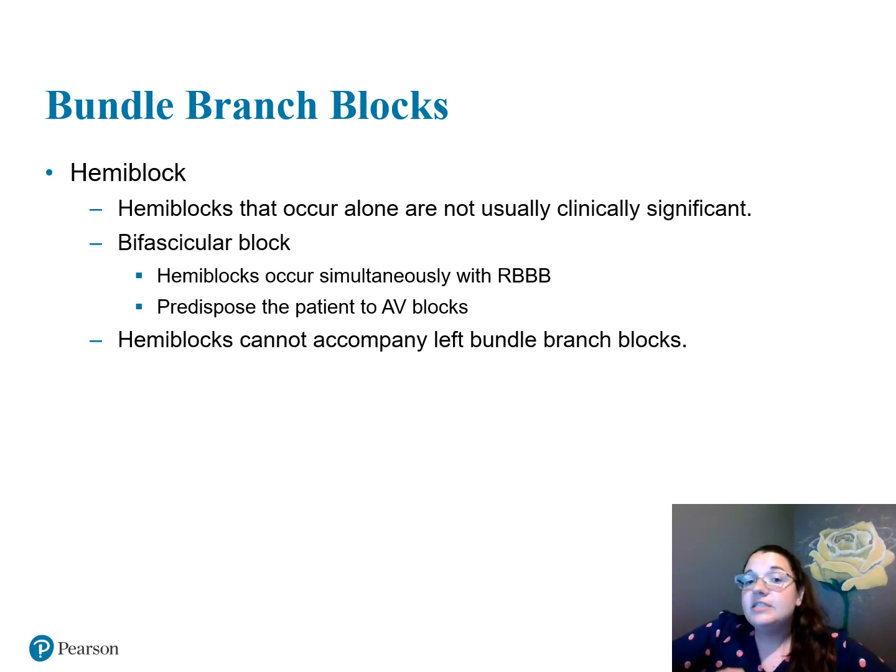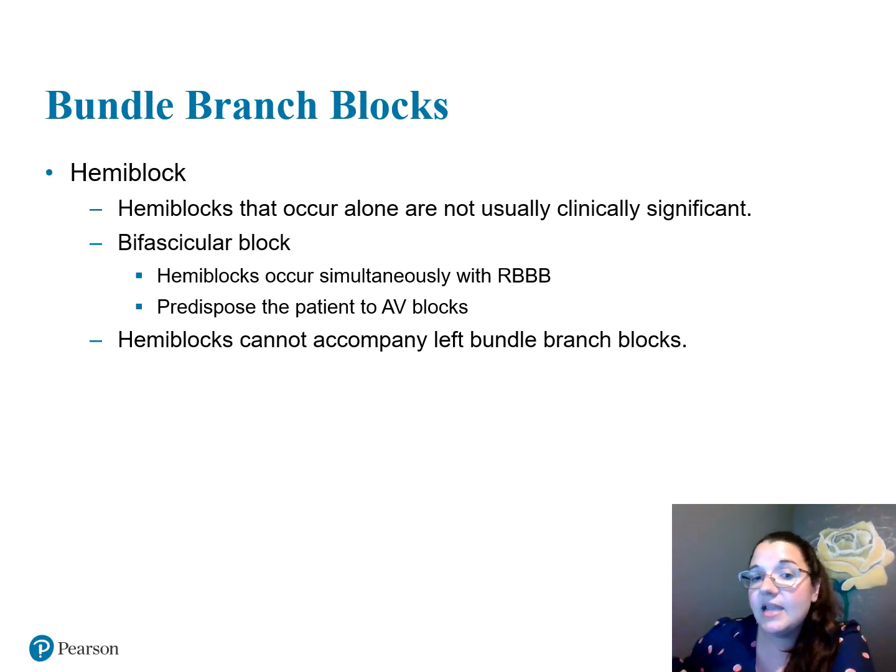It can predispose the patient to an AV block. How dangerous is a block in our AV node? Is our atrium going to get that impulse? No. So this is known as your bifascicular block. When a hemiblock occurs simultaneously with a right bundle branch block. What could happen if this happens? We can predispose the patient to an AV block, which is bad.